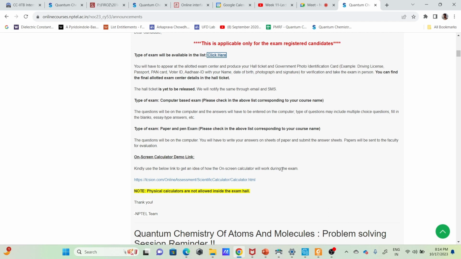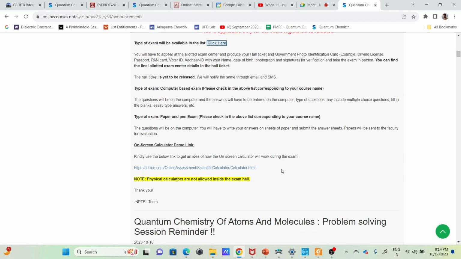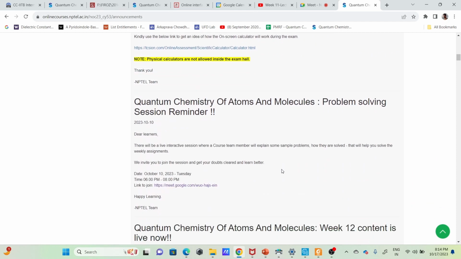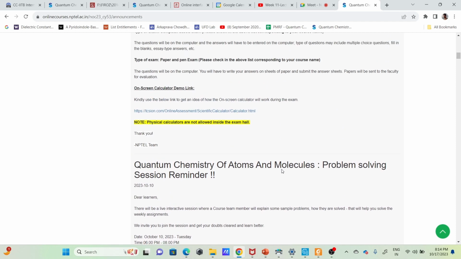It is a computer-based exam. The questions will be on the computer, and answers will have to be entered on the computer. Type of questions may include multiple choice questions, fill in the blanks, essay type answers. I don't think so, but still. And I think you need to carry your driving license, passport and other things. The hall center will be notified.